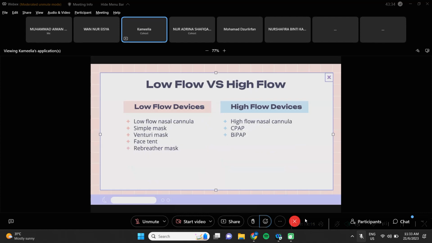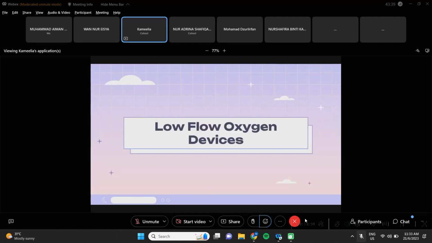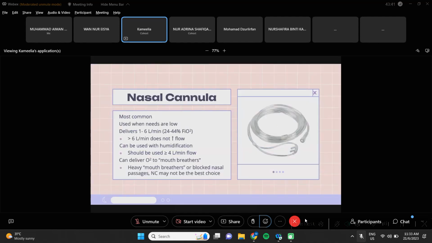So our first group of low flow device is nasal cannula, or also known as the nasal prong. This is the most common one. It is often used when their needs are low. Nasal cannula has two prongs that go into the nostrils, and then the tubing wraps around their ears, comes back underneath their chin and rests on their neck.